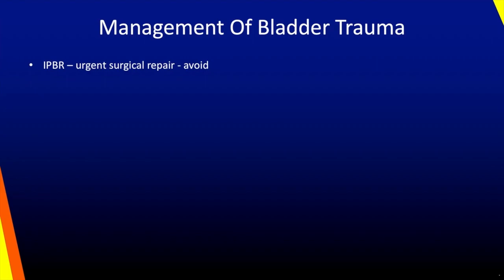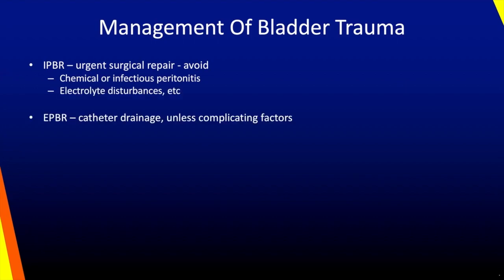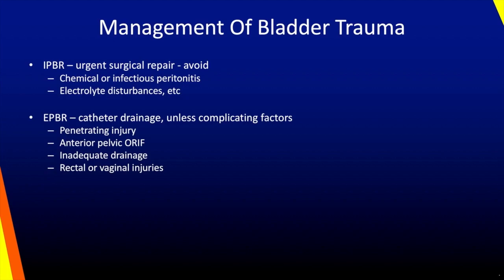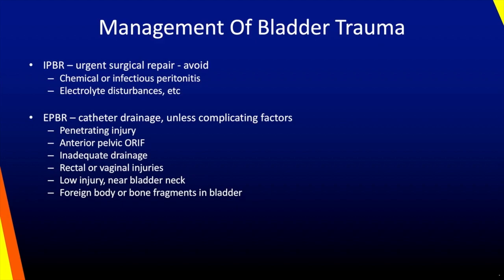Intraperitoneal bladder ruptures require urgent surgical repair to avoid a chemical or infectious peritonitis or electrolyte disturbances and other problems. An extraperitoneal bladder rupture can be treated conservatively with catheter drainage unless there are complicating factors, such as a penetrating injury, anterior pelvic surgery required, inadequate drainage, rectal or vaginal injuries, a low injury near the bladder neck, foreign body or bone fragments in the bladder.